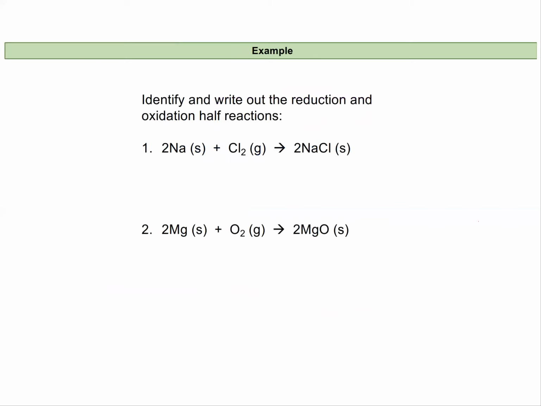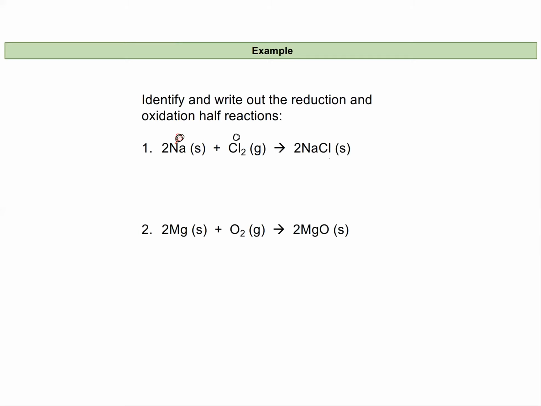So here are 2 examples I'll walk through. Let's try to write out these oxidation reduction half reactions and identify what's being oxidized and reduced. So when I see a reaction like this, the first thing I do is I try to assess the charge on everything that I see. So when I have sodium alone and it's solid, I know that this is just an element, so it's got a charge of 0. Same with Cl2, that's just elemental chlorine, so it also has a charge of 0.